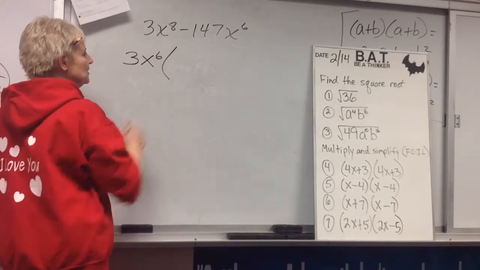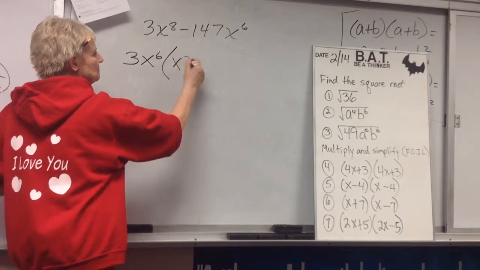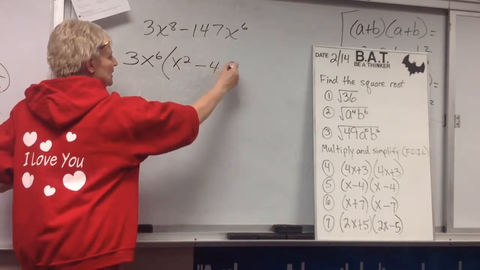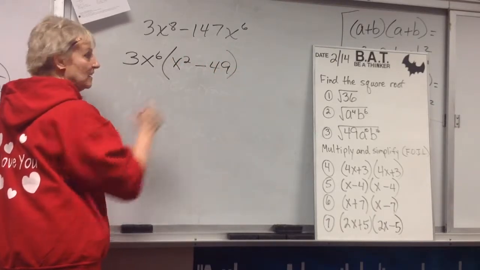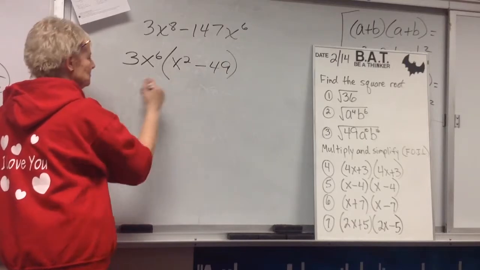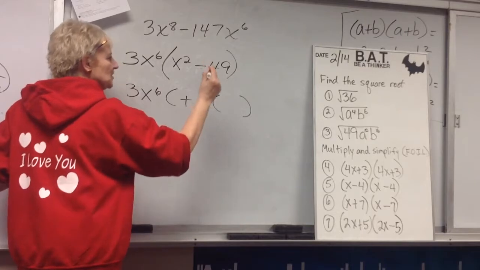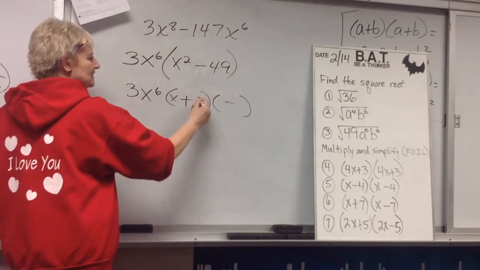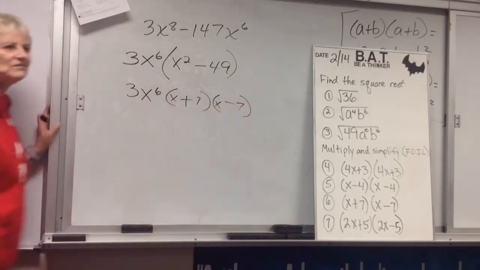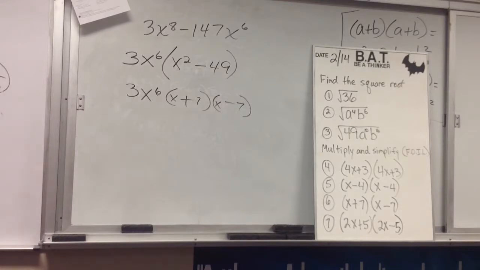So what do we get here? X squared minus 49. But wait, there's more. One's plus, one's minus. x minus 7, x plus 7. It's a lot to remember. But the main thing is find the GCF. Now obviously you don't know little tricks.